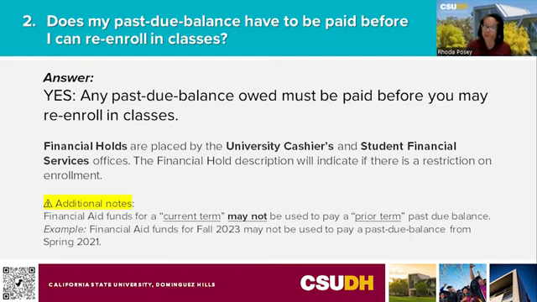So, you're offered aid for fall 2023. Well, that money cannot be used to pay a past due balance for spring 2021, if that was your last term of attendance. That's just an example for illustration. Financial aid for a current term may not be used to pay that prior term balance. So you're going to have to make that payment or sort something out with Student Financial Services.